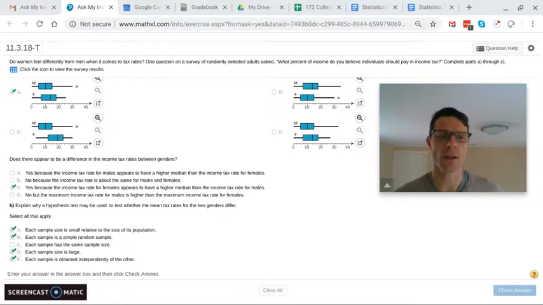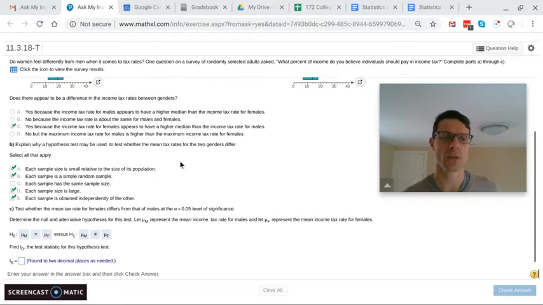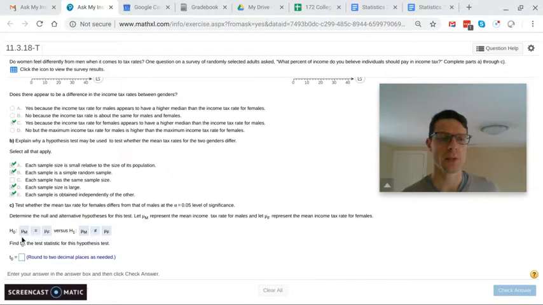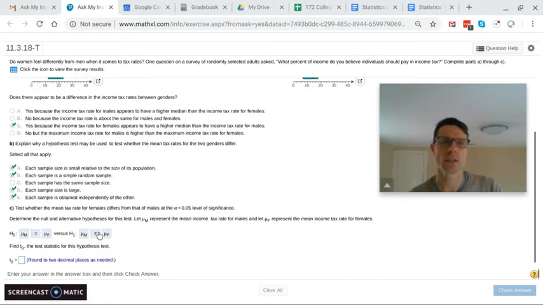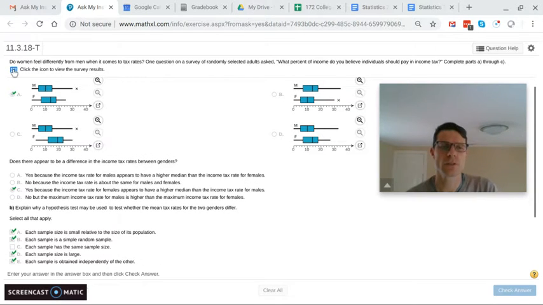Okay, here's a little help on 11.3, number 10. The student got through the first part of the question okay, and they set up the null and alternative hypotheses correctly. Here we have, I should have read the problem first. Do women feel differently from men when it comes to tax rates?